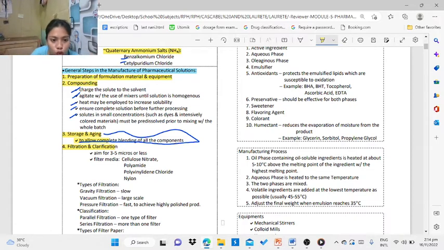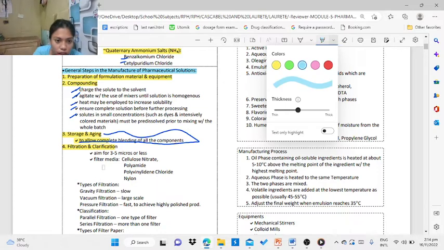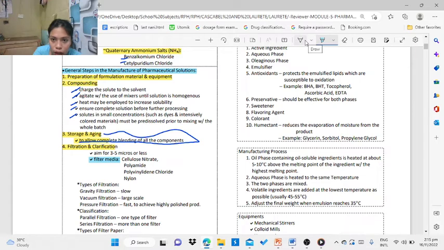Filtrate. Aim for 3 to 5 microns or less. A filter media is needed. What are the filter media? First, the cellulose nitrate, polyamide, polyvinyl fluoride, and polyethylene.